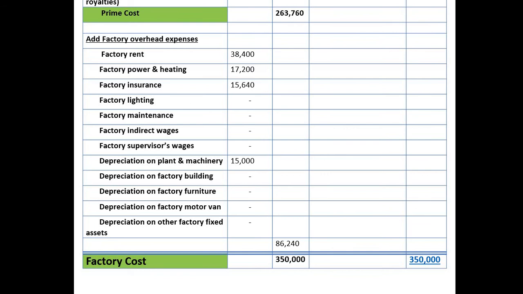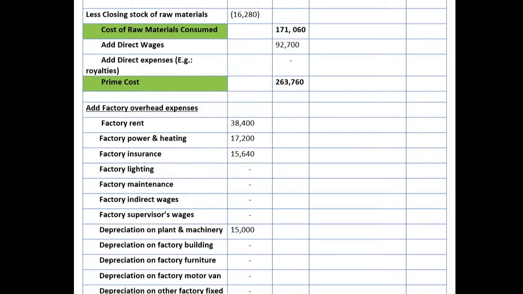Factory cost is the prime cost plus the total of factory overhead expenses. So what was our prime cost? Our prime cost was 263,760. What was our total factory expenses? It was 86,240. When the two are added, the factory cost amounts to 350,000. We are done with the left hand side of the manufacturing account.